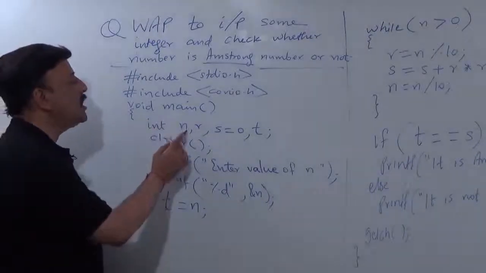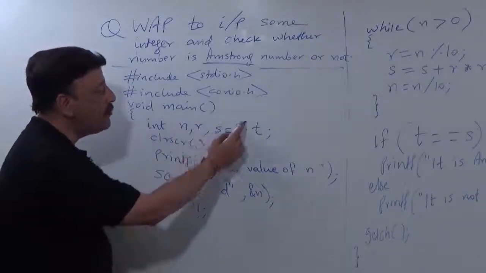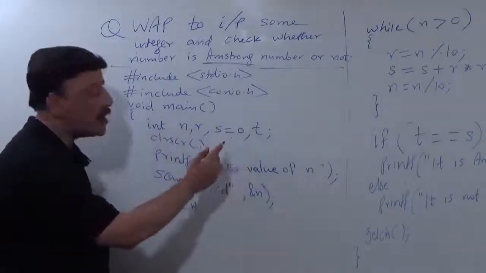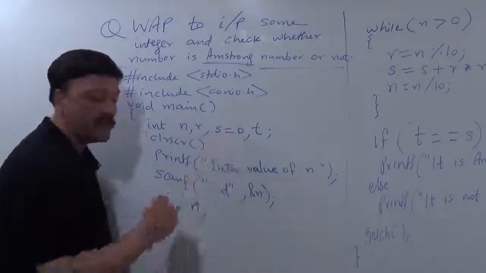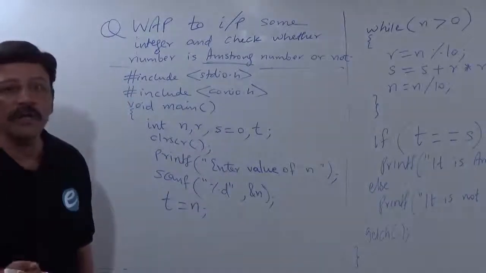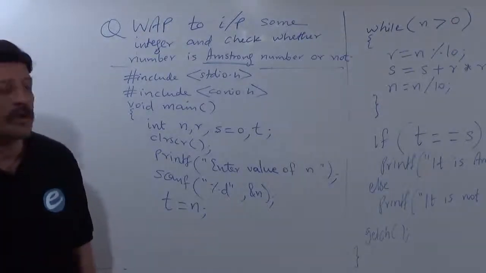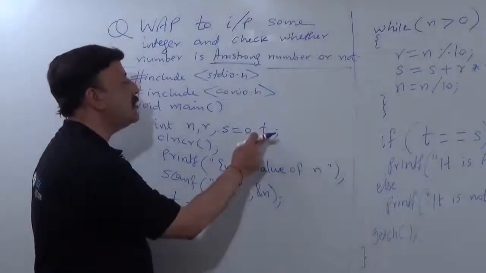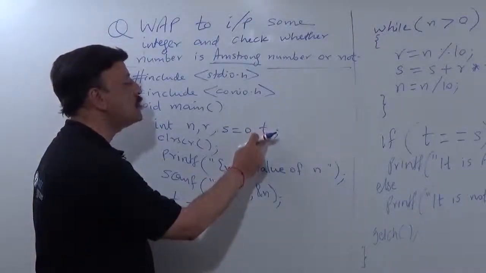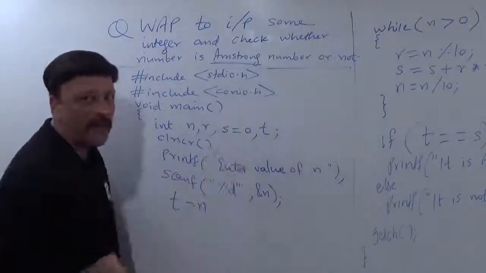In the main, I have declared n as our number, r as the remainder, and we have to find the sum of the cubes. So I have declared s to store the sum, and s is initially 0 because we don't know the sum initially. Finally s will store the sum. And we have used one t variable. This t will be very useful at the end of the program. Let's talk about it later.